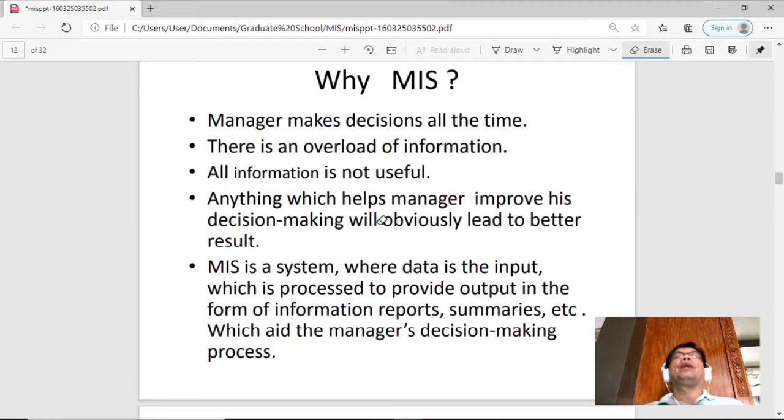But why do we have an MIS? So why MIS? Managers make decisions all the time, and there is an overload of information, because for every transaction we have to record each transaction.